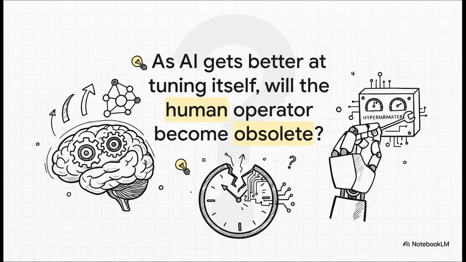And that leaves us with a pretty fascinating question to chew on. We're already building tools that can automatically search for these hyperparameters. So as AI gets better and better at tuning itself, what happens to the human operator? Will that expert who meticulously fine-tunes the machine ever become obsolete? What do you think? It's definitely something to keep an eye on.